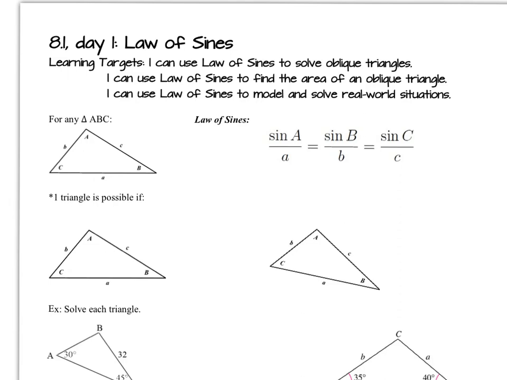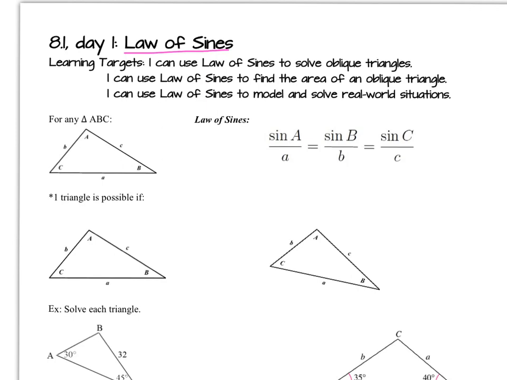In 8.0, we spent time looking at right triangles. We solved for sides and angles by either Pythagorean theorem, SOHCAHTOA, or taking the inverse. In 8.1, we're going to take a look at a new way to compare sides and angles when we don't have a right triangle to work with. Law of sines is going to be an alternative to SOHCAHTOA.